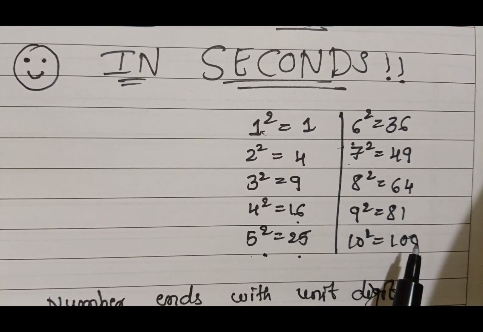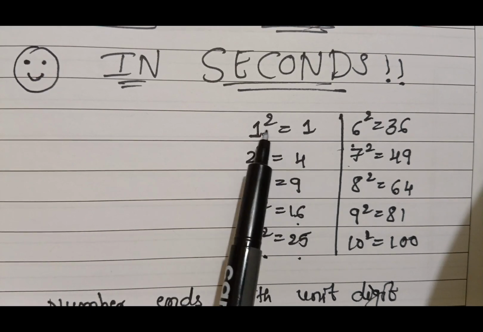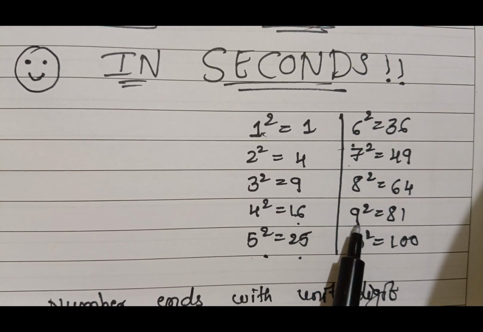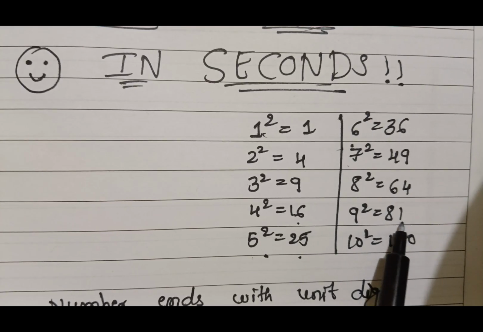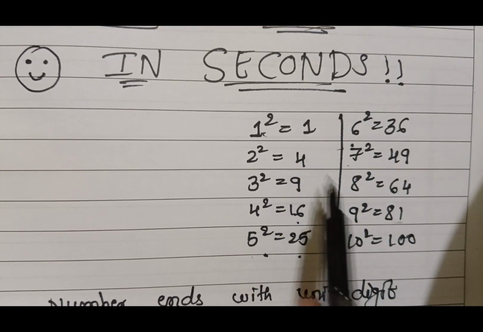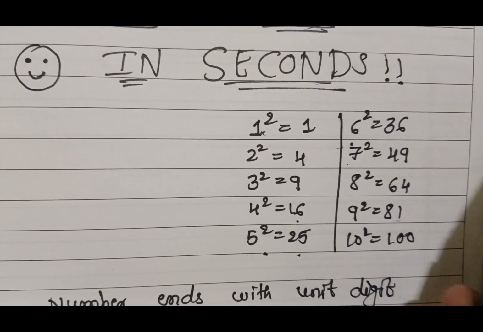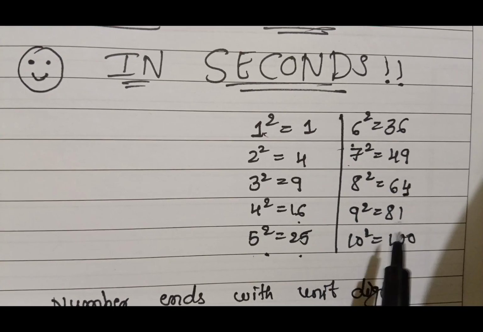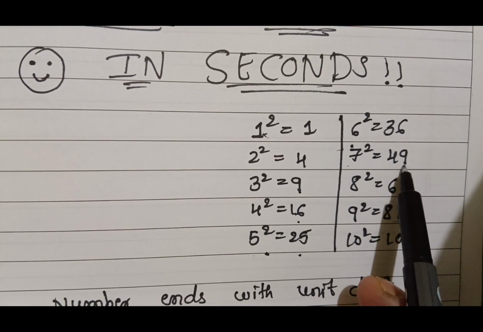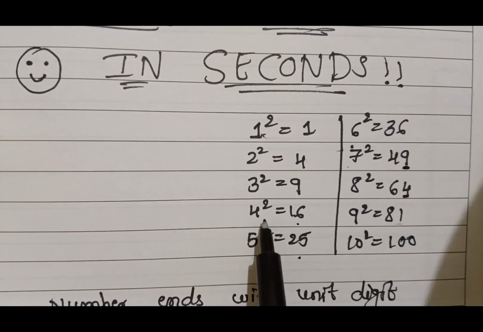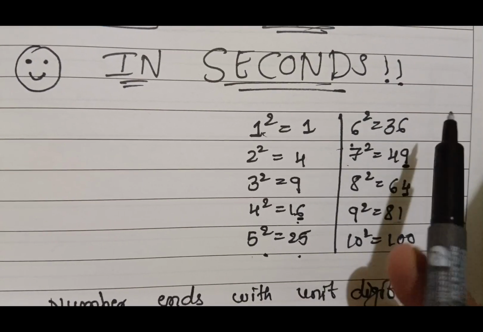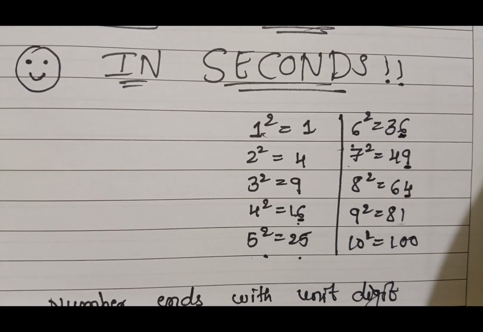Here you need to remember one thing: 1 square, the unit digit is 1 only. Similarly 9 square is 81, the unit digit is 1 here. 2 square is 4, 8 square is 64, so here the unit digit is 4. 3 square is 9, 7 square is 49, the unit digit is 9. 4 square is 16, unit digit 6. 6 square is 36, unit digit 6.